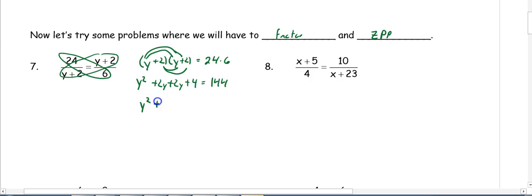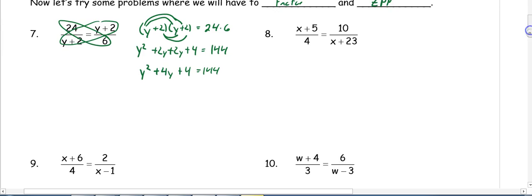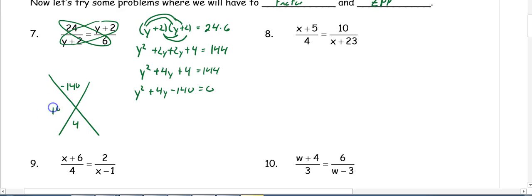So I have y squared plus 4y plus 4 equals 144. So I'm going to have to move the 144 to the other side by subtracting. So I get y squared plus 4y minus 140 equals 0. So I need two numbers that multiply to negative 140 and add to 4, which are 14 and negative 10. So we have y plus 14 and y minus 10 equals 0. So to solve for y, remember we're going to switch our signs, which means y is equal to negative 14 and y is equal to 10.